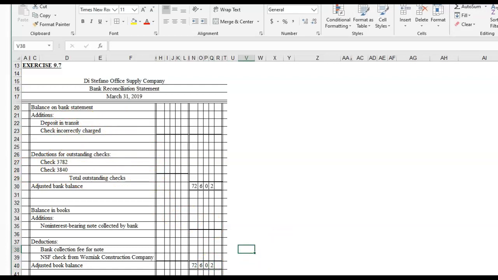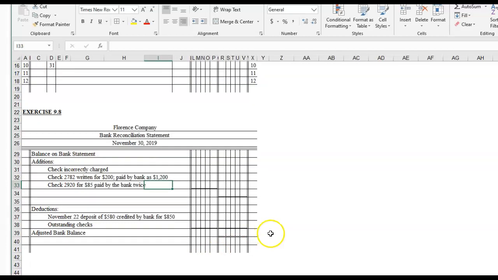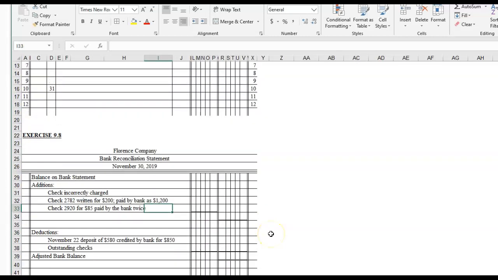Next one, 9.8. That adjustment balance should be, oh, they're just having you do one side, just the bank statement balance. So there's only one double underline. So the solution to that is going to be 12,180.